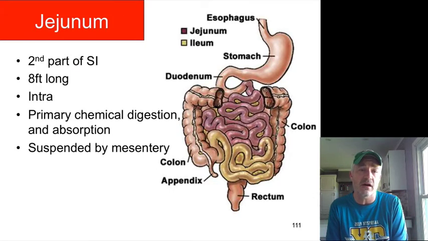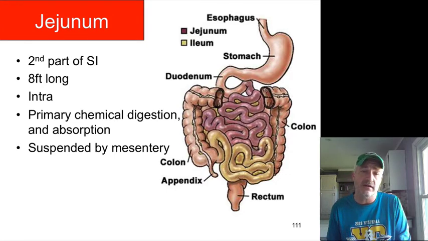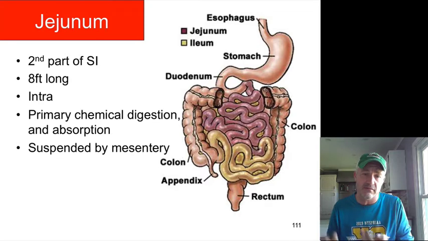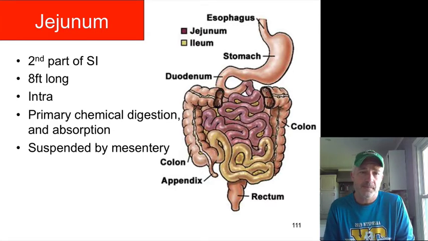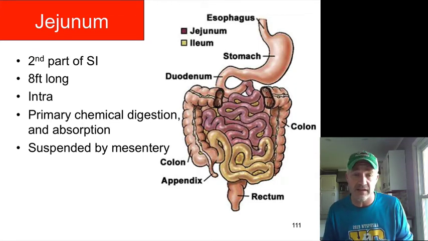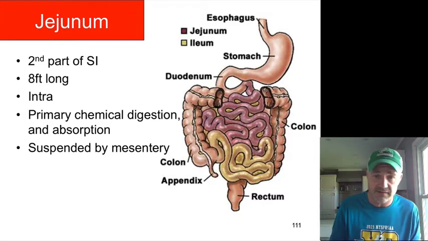The jejunum is the second part. This is about 8 foot long. It's entirely within the peritoneum, so that's what that intra means. Again, lots of chemical digestion and absorption being held in place by that connective tissue mesentery, so stuff doesn't get folded or pinched. We're going to see this small intestine, along with the pancreas, is releasing a lot of these enzymes that are necessary to break down these different nutrients.